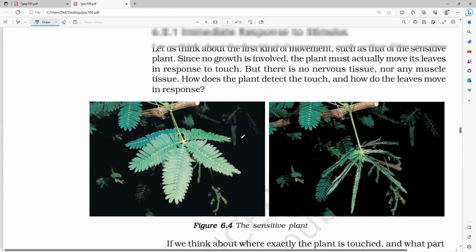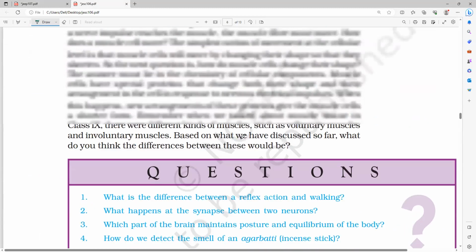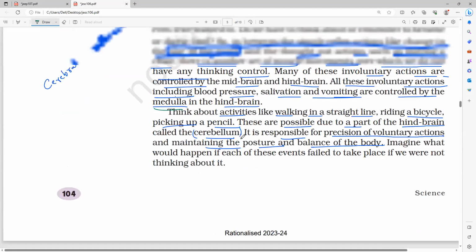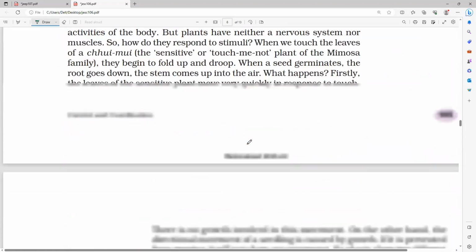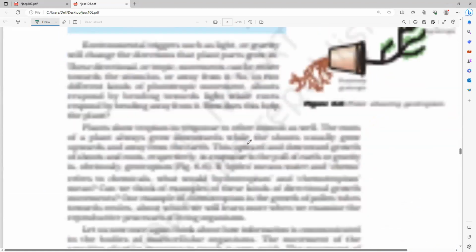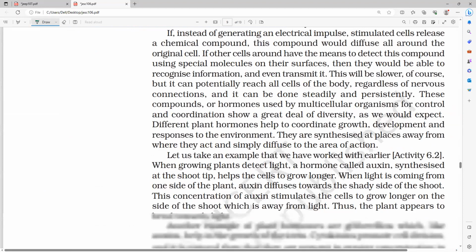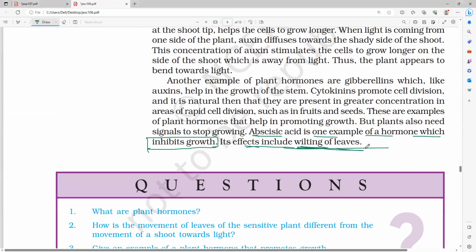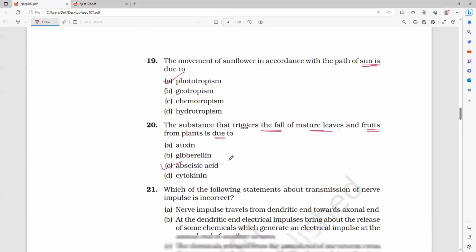Wilting of plant leaves is controlled by plant hormones. You can see that under coordination in plants, hormones. So wilting of plants, who will be making it, everybody? Abscisic acid. That is what you can see here. Next.